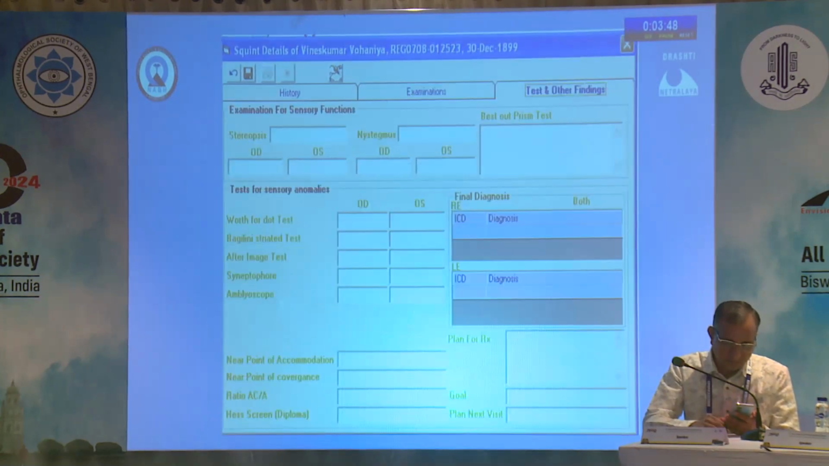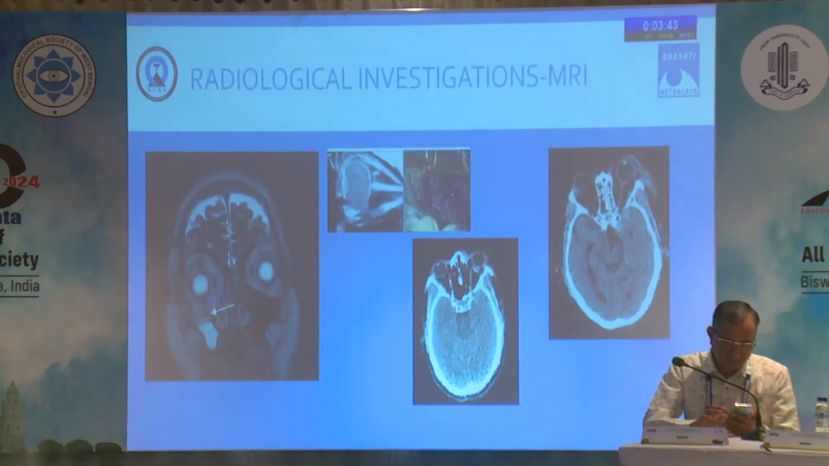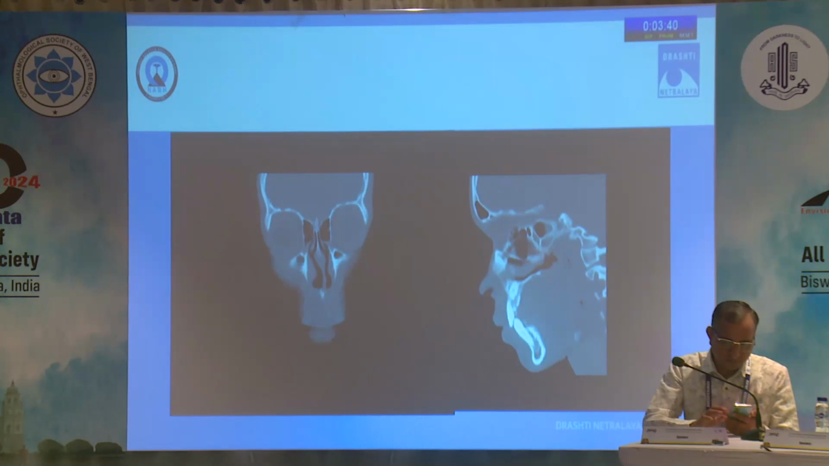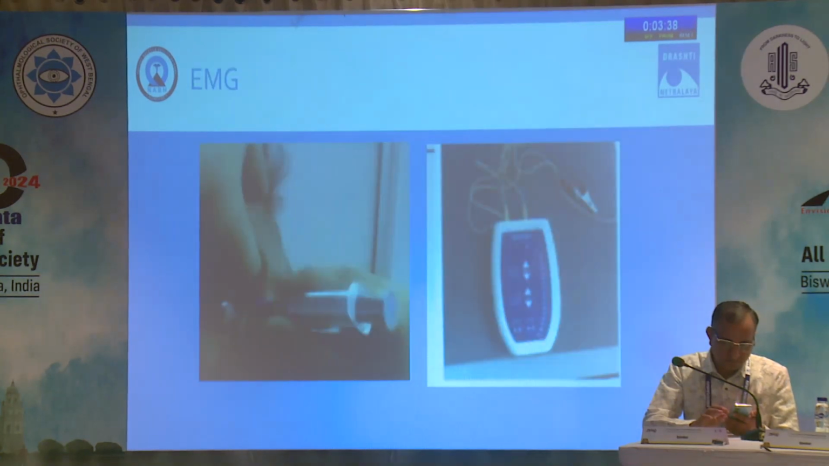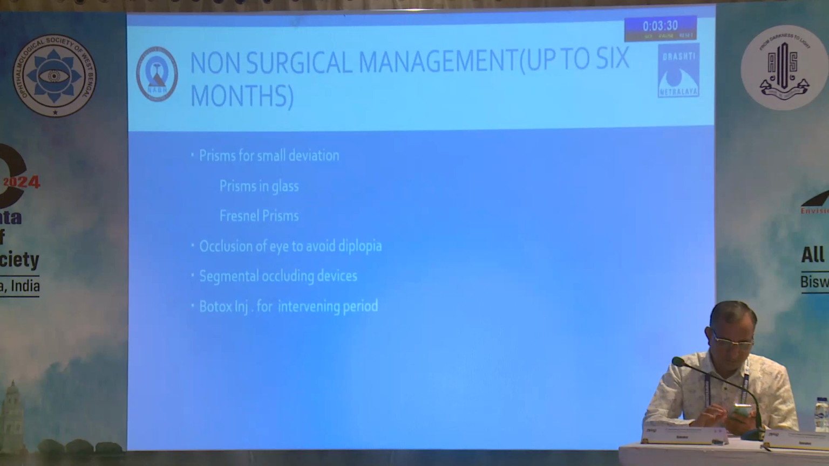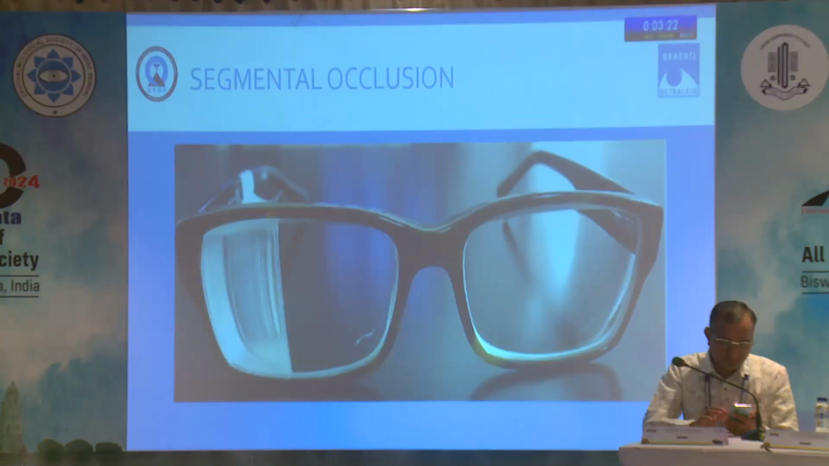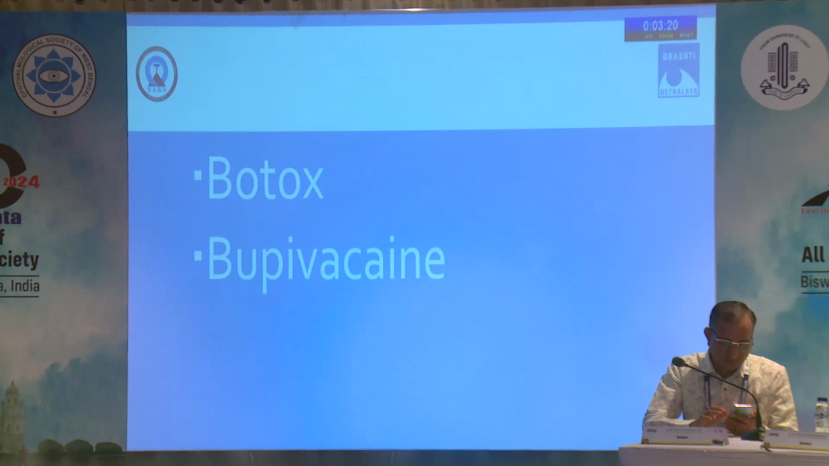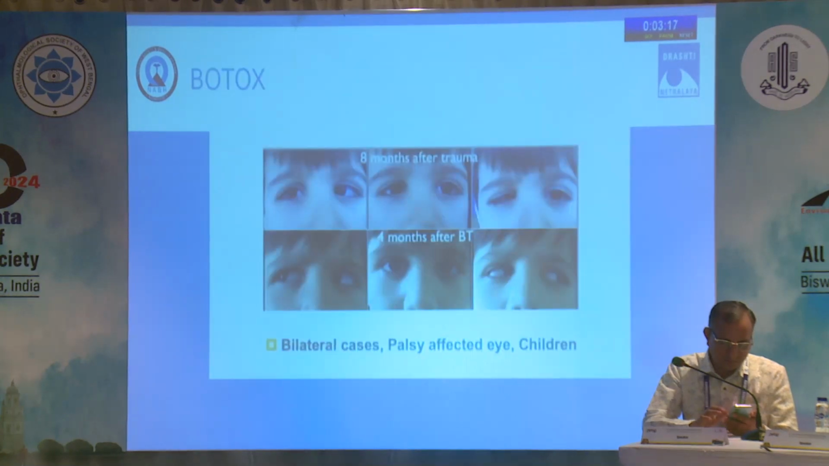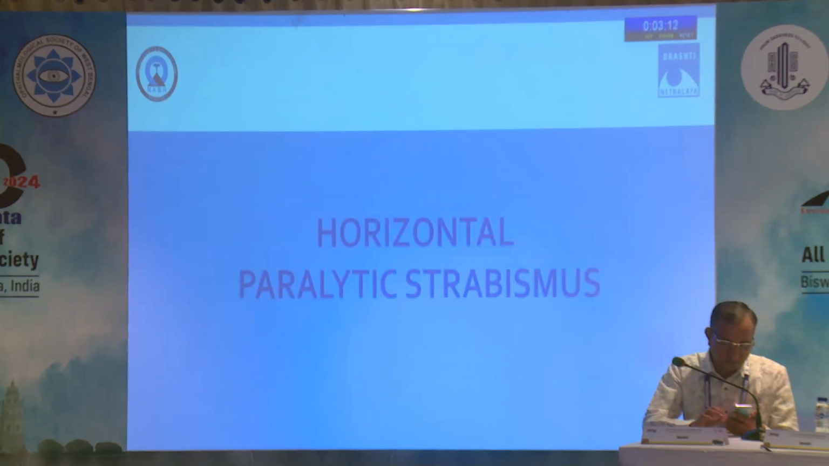You have to enroll all the things, and it should be supported by radiological investigations like CT scan, CT angio, or MRI, or most of the time dynamic MRI is most important, which can tell you so many things. Dr. Rishi has already said so many things about electromyogram, so that can be used, and Botox is injected under the guidance of that. He has already told everything about non-surgical management, so I'll not go into detail of it. It can be a segmental occlusion, and sometimes people are giving Botox along with bupivacaine, but bupivacaine can again cause thickening of the muscle. So Botox is still the choice of treatment.